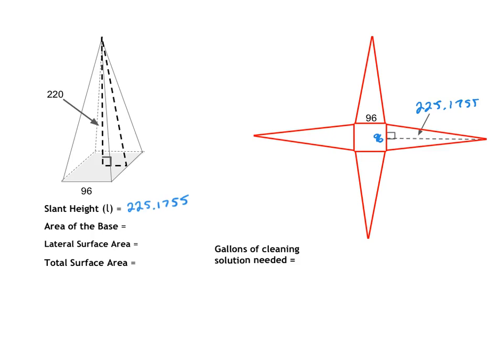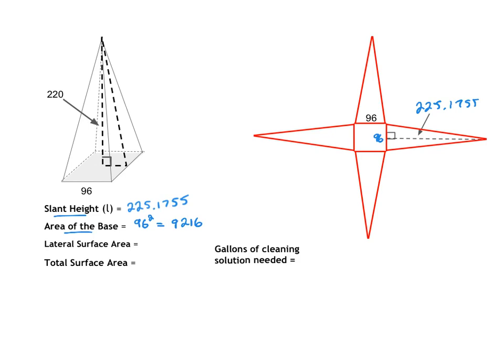So we've already answered the question for the slant height. Now let's answer the question for the area of the base. Since the base is the square, all we're going to do is 96 squared, or 96 times 96, and that will give me the area of the base is equal to 9,216.